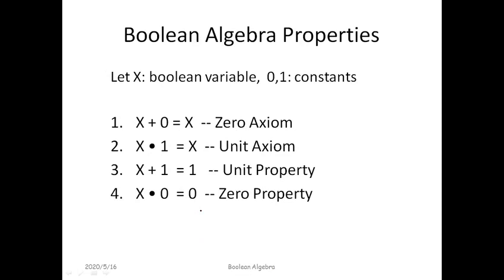Okay, let's look at some of the properties of Boolean algebra. So let x be a Boolean variable. Then 0 and 1 are constants. So we assume x to be a Boolean variable, then 0 and 1 to be constants.